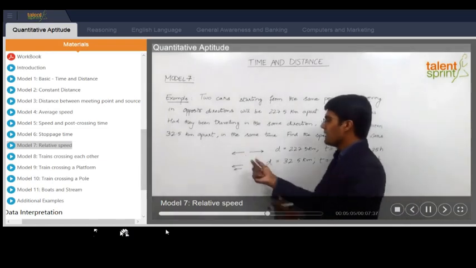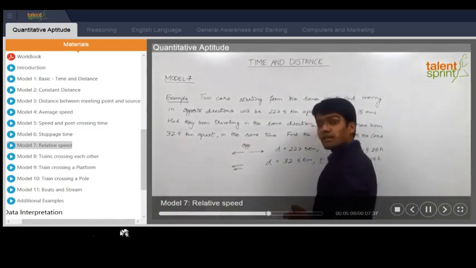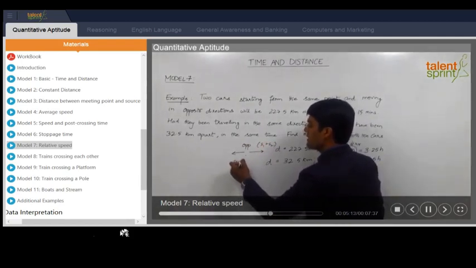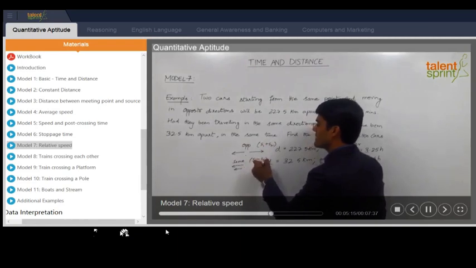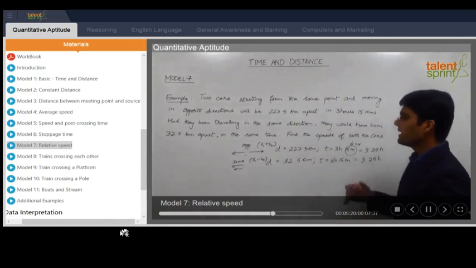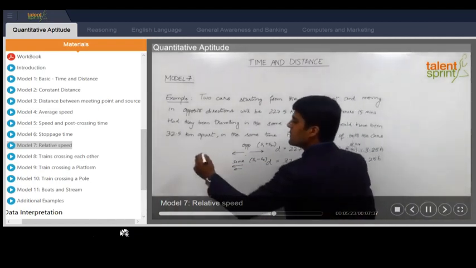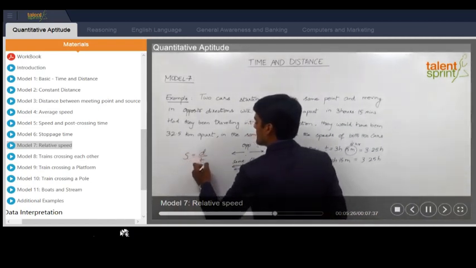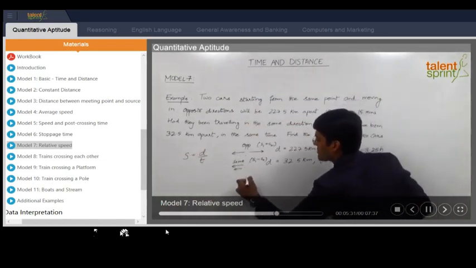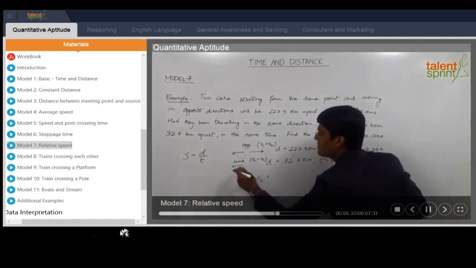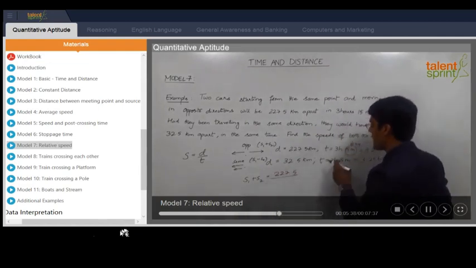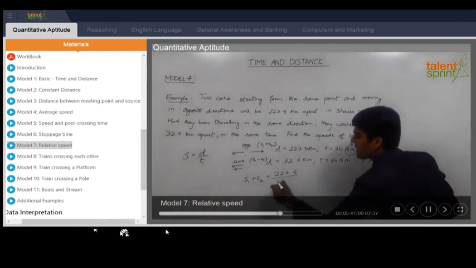Now very clearly, when the two bodies are moving in opposite directions, the relative speed should be taken as S1 plus S2. And we know that when they move in the same direction, the relative speed should be taken as the difference, S1 minus S2. So let us use this concept of relative speed in finding the answer here. We know that the general equation is speed equals distance by time. So when the two bodies are moving in opposite directions, the relative speed is S1 plus S2, so S1 plus S2 equals distance by time. The distance is 227.5 kilometers divided by the time, 3.25 hours.